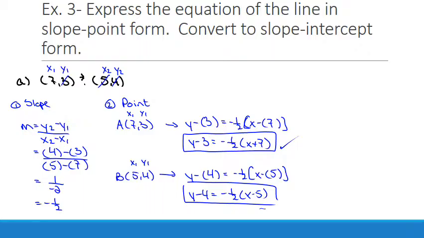Okay. The third thing we're going to do is we're going to convert to slope-intercept. Now remember, slope-intercept is y equals mx plus b. The thing I want to really highlight is that we have the y on the left side by itself. So that's what we're going to attempt to do here. I'll take what I have. So I'm going to work with the point A version. Both, it wouldn't matter which one I work with.